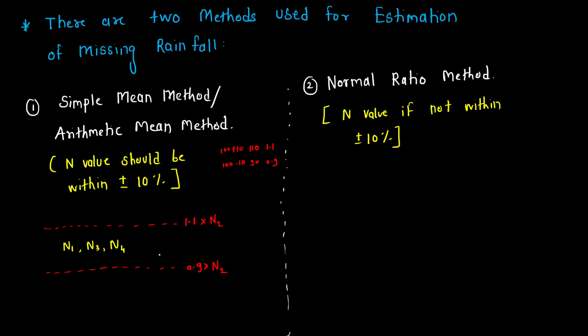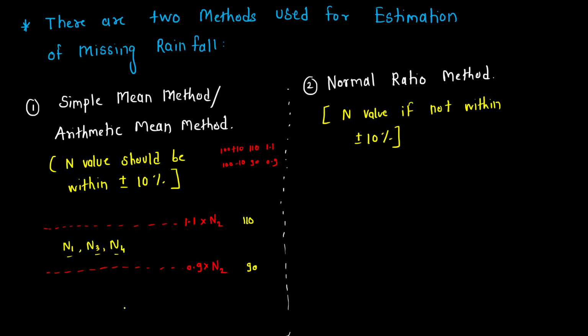What is the meaning of this? Let's take a quick example. If the n2 value is 100, what is the upper band? It is 110. What is the lower band? It is 90. That means n1, n3 and n4 should lie between 90 and 110. If they lie between 90 and 110, the criteria for the simple mean method is satisfied. That is, n values should be within the plus or minus 10 percentage range.